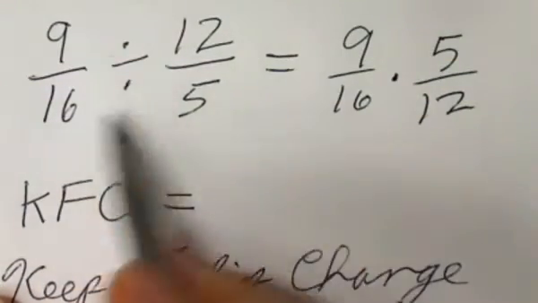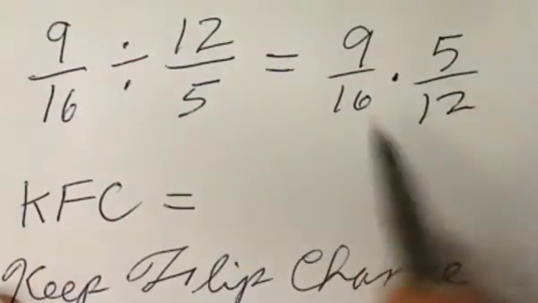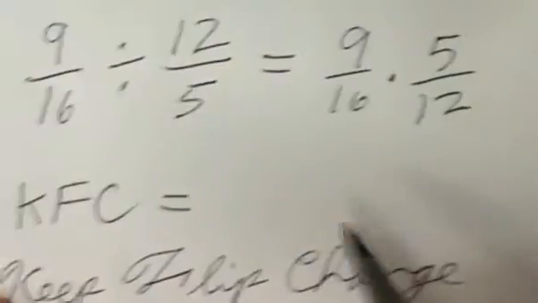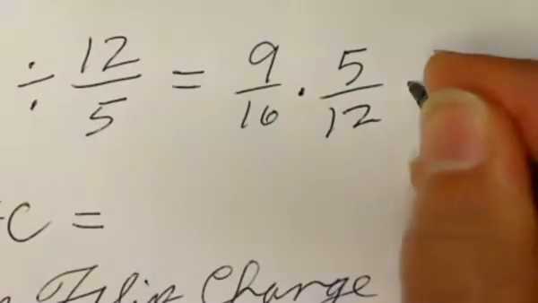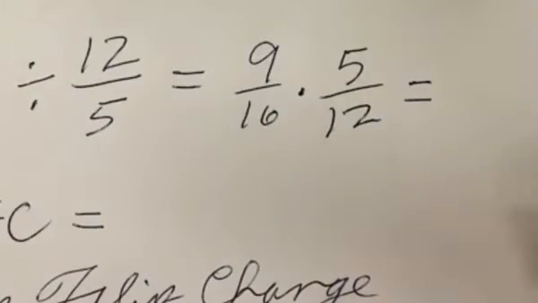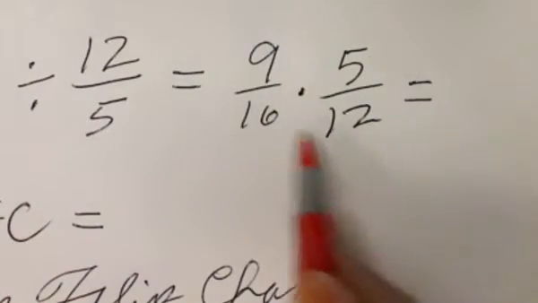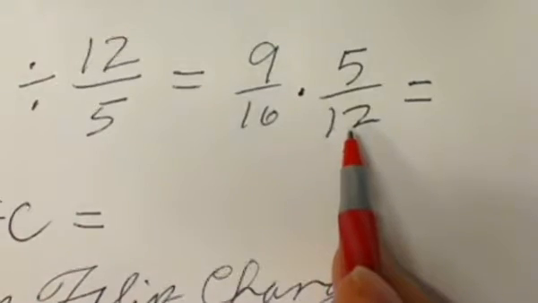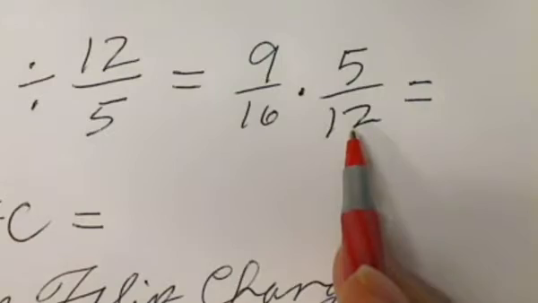So we have changed the division problem into a multiplication of fractions problem. Hopefully you have already watched my video on how to multiply fractions. Remember, if we multiply 9 times 5 across the top and 16 times 12 across the bottom, that is mathematically correct, but we will get a big mess.